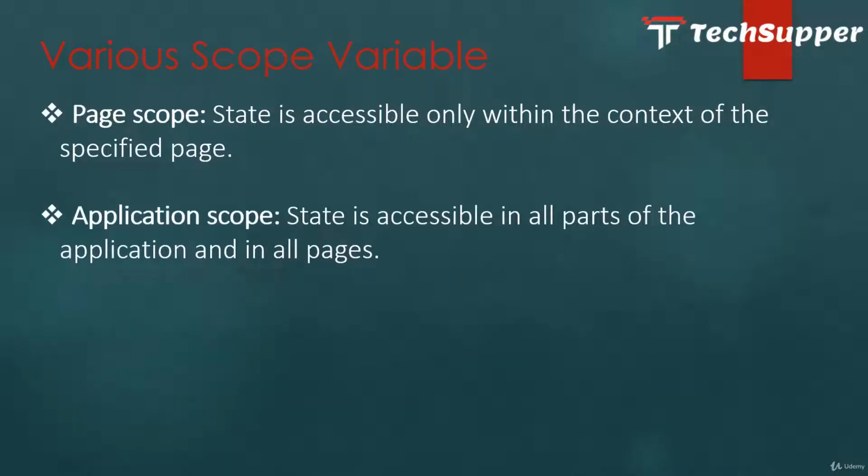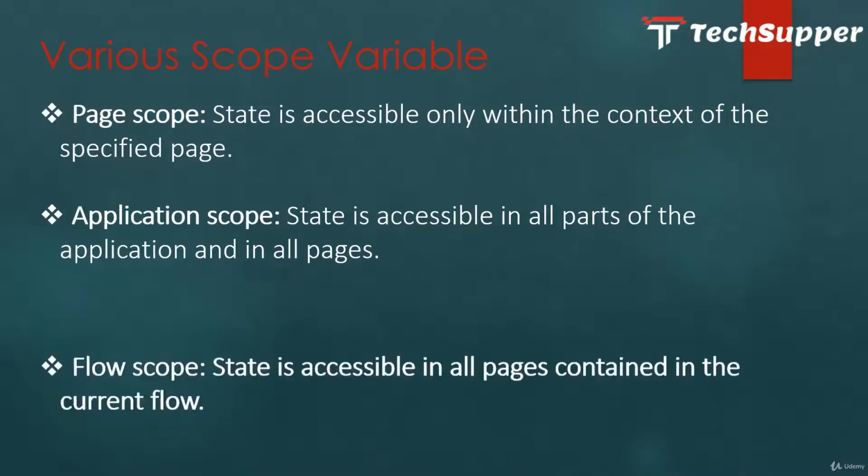Application scope. State is accessible in all parts of the application and in all pages or flows. If you have created a variable at the application level, then this variable will be accessible throughout the application, whether it is at the page level, the flow level, or the action chain level. You can use this variable everywhere in the application. So this is the highest scope available in VBCS.